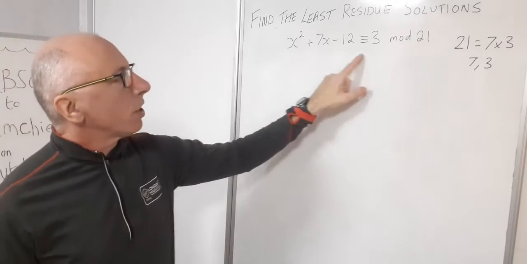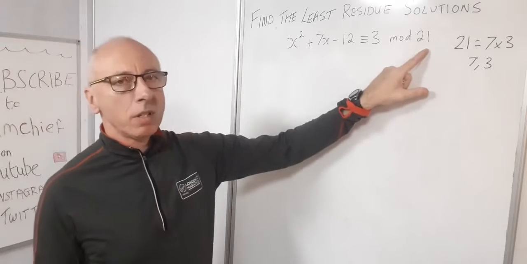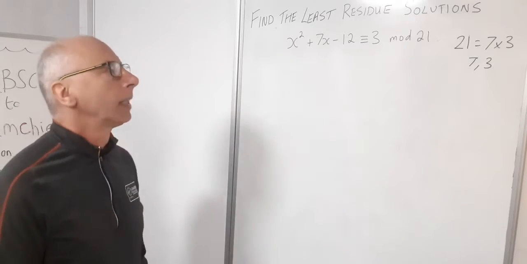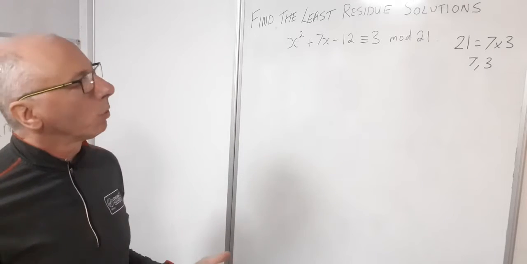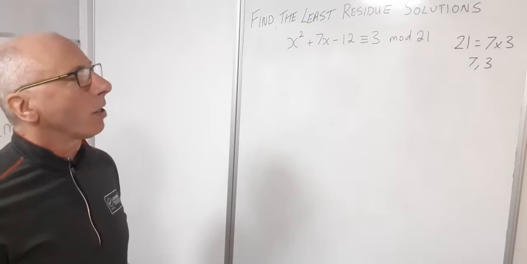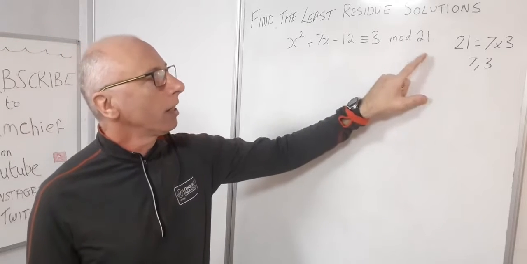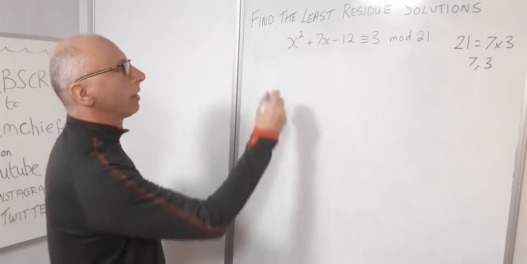So when we try and solve this, there could be up to 4 solutions, whereas if we solve this modulus 21 straight off, we're only going to find 2. So we'll be missing 2 more solutions, quite possibly. Okay, so the way to go about that is to try and solve this equation initially modulus 7 and modulus 3. So let's go about that.